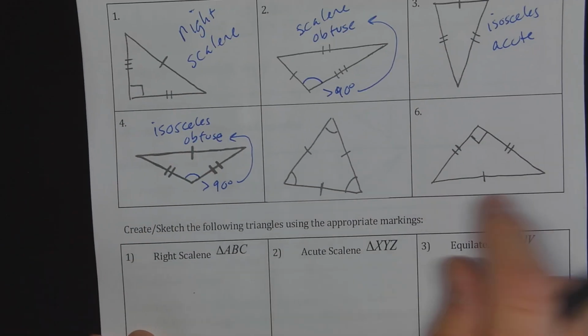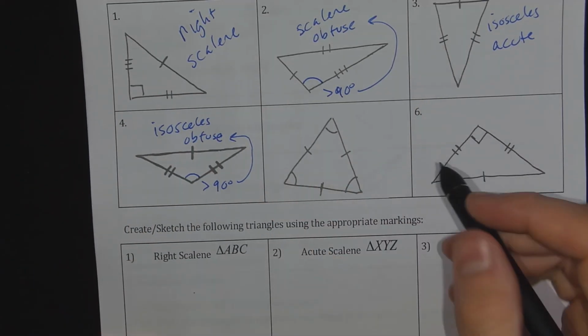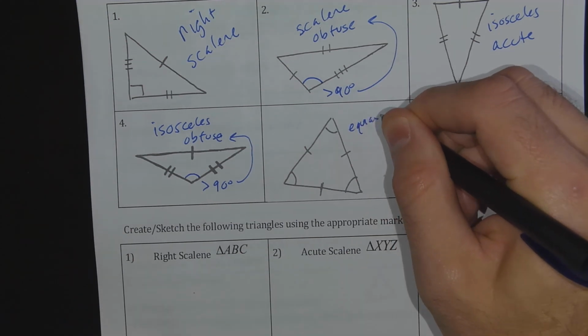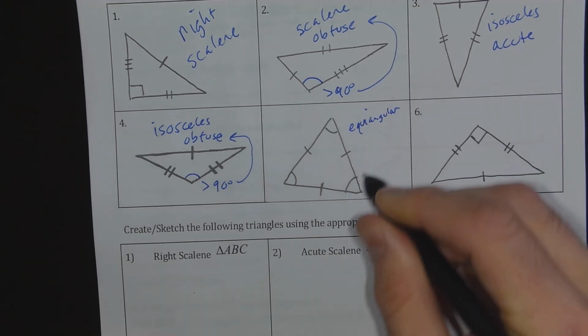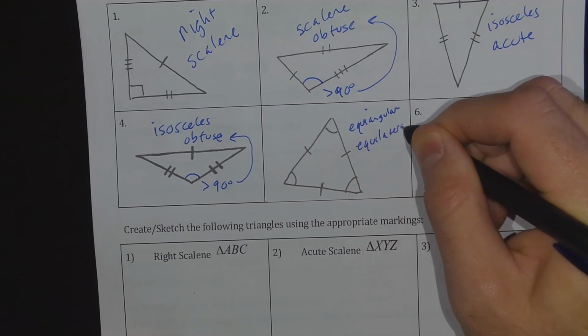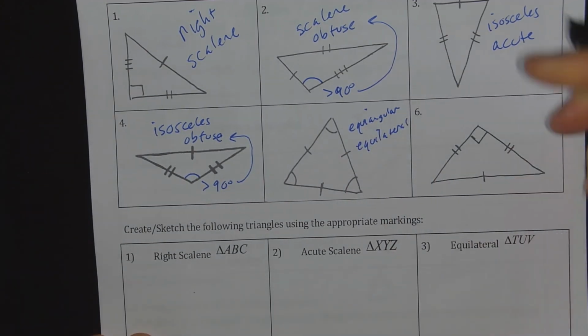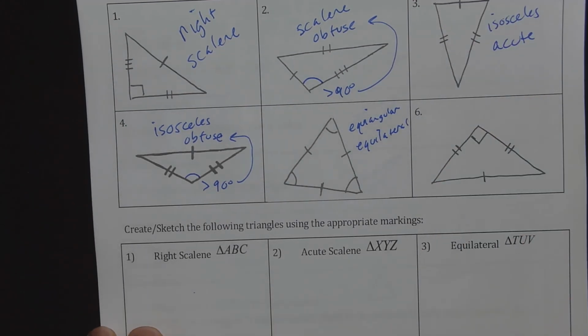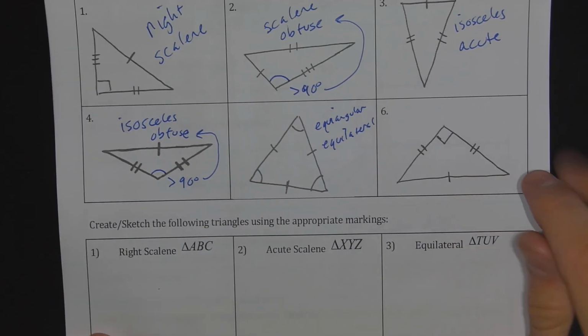The 5th example here, I have 3 angles that are the exact same, so that's going to be equiangular. I also notice that the 3 sides are the same, equilateral. And remember, once you have one of these, you automatically have the other one because every equiangular triangle is equilateral and vice versa.